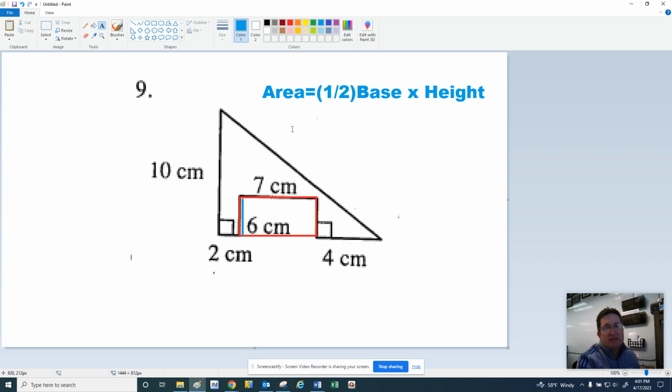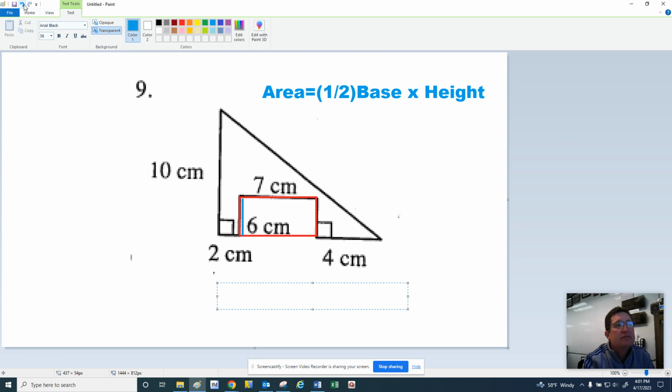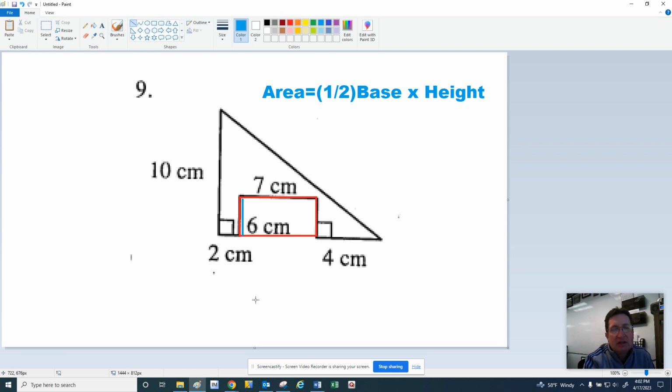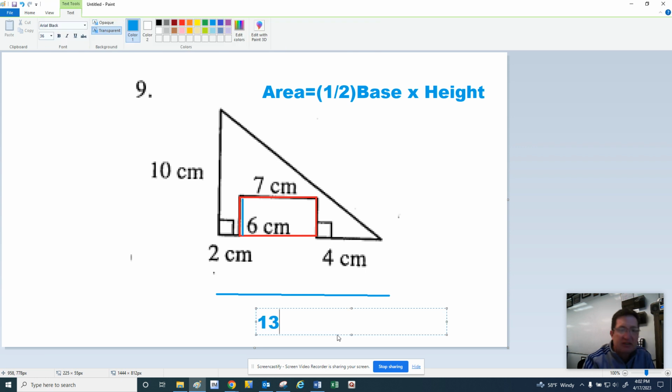Of the triangle. And so anyway, all the way across here, we're going to say... All the way across is, let's make a line again. All the way across there, that's going to be 2 plus 7 plus 4. And so all the way across there is 13. So we're going to say that this distance here is 13.